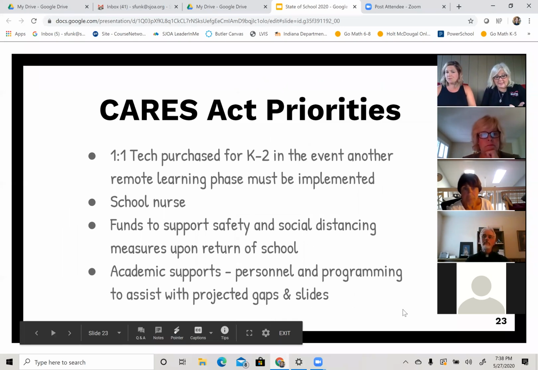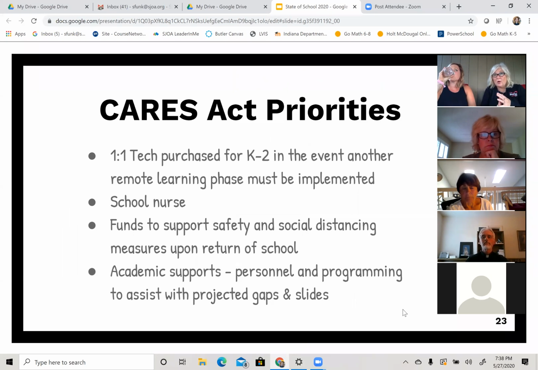So CARES Act, we've not heard what our money is going to look like from IPS, who will disperse it to us. We do know that they're going to use our Title I formula. We did hear to maybe expect 3 times what we typically get.